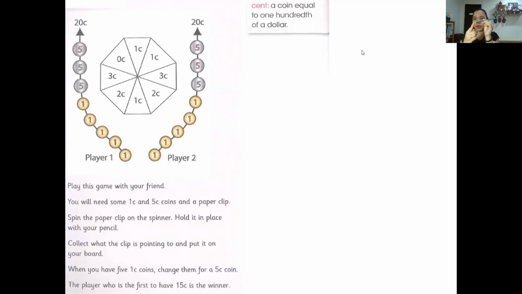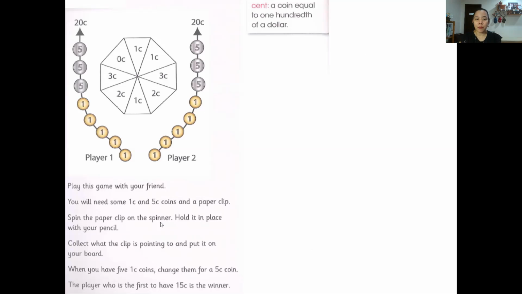And then after that, you'll be needing a pencil. You'll be using the tip of the pencil. And then you'll be using as well a paper clip. Any available paper clip that you have at home, you can use it. You're going to move the paper clip like that. Make sure that there is a point so that you'll be using this one as your spinner. There you go. So you will need some 1 cent and 5 cent coins and a paper clip.